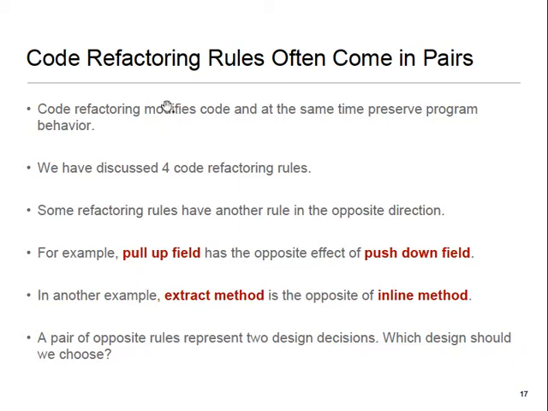Many of the code refactoring rules come in pairs. For example, remember the pull-up field. We pull a field from the child and place it in the parent. There's another opposite rule called push-down field, from the parent to the child. So opposite rules that reverse the effect exist.